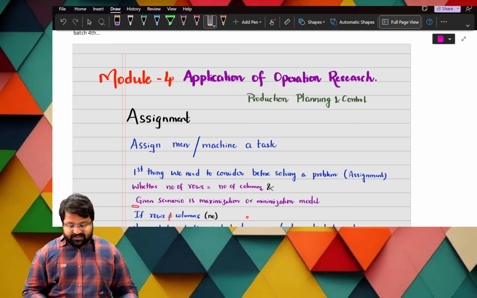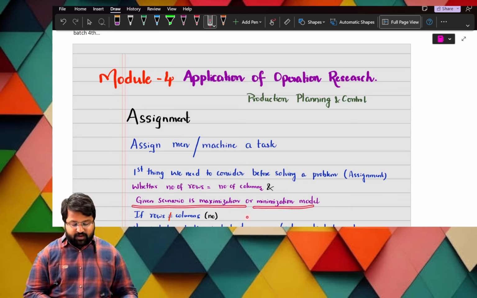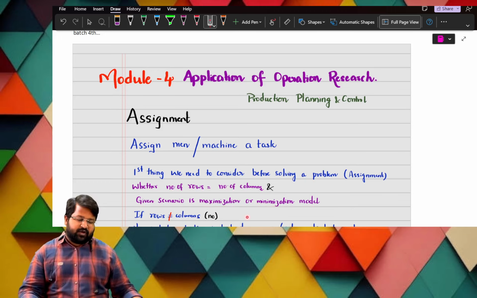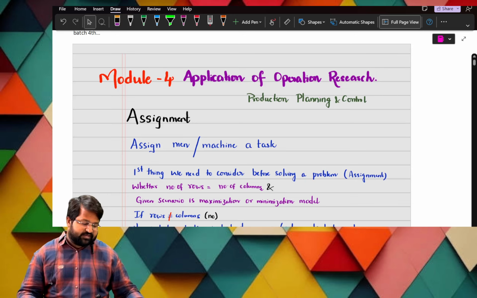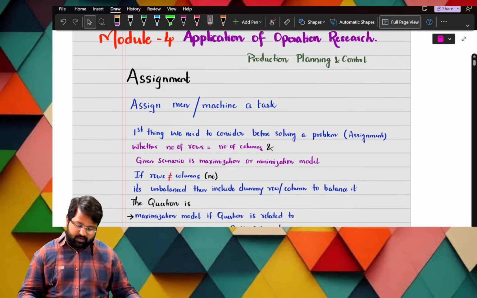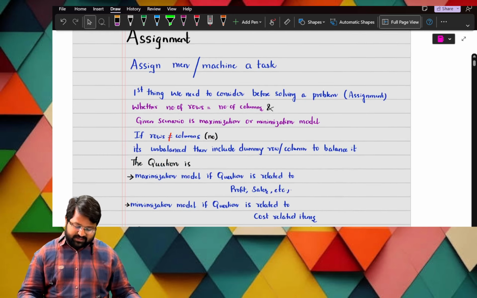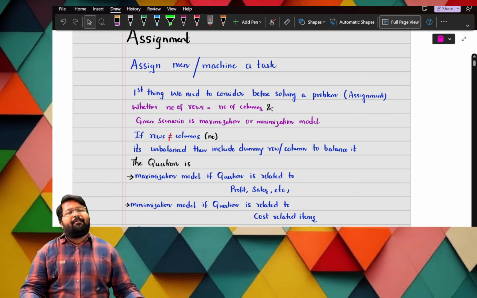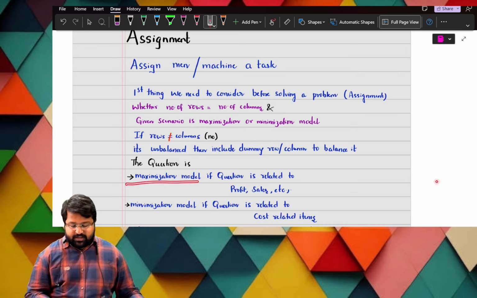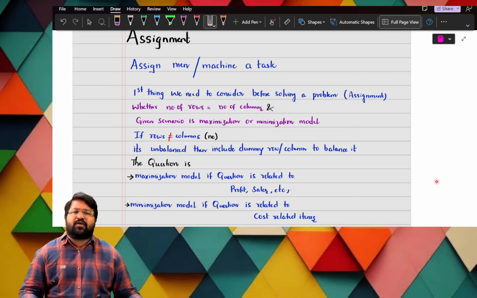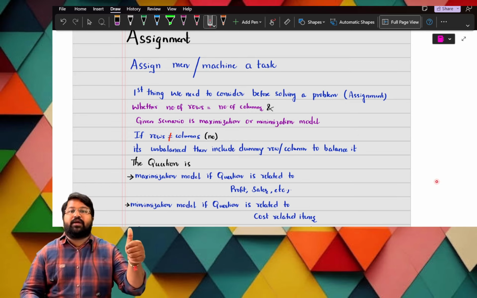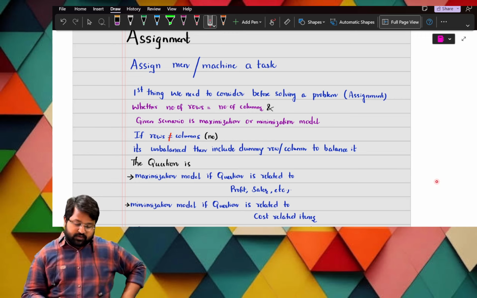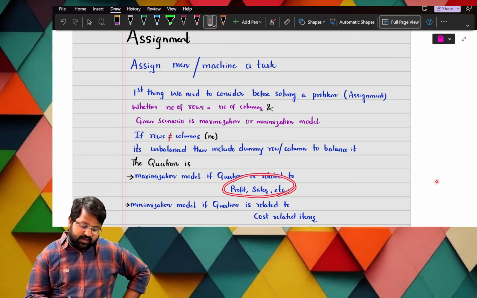And the given scenario is a maximization or minimization model. The second thing we need to check is whether the given scenario is a maximization model or a minimization model. Maximization model means the main motive of the company is to maximize its profit, revenue, or turnover. So those items should be maximized.